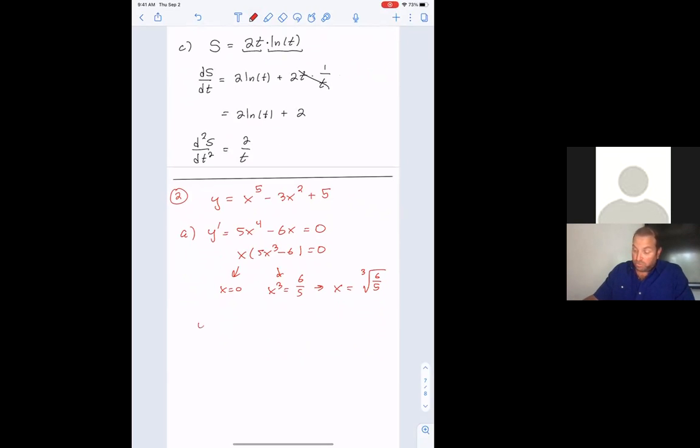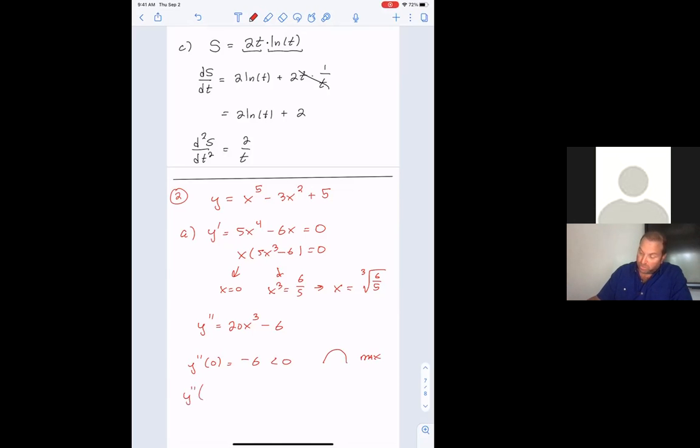Well, let's do the second derivative test. y double prime is 20x cubed minus 6. So what is the second derivative at 0? It is negative 6, which is negative. Negative means concave down. We got a maximum.